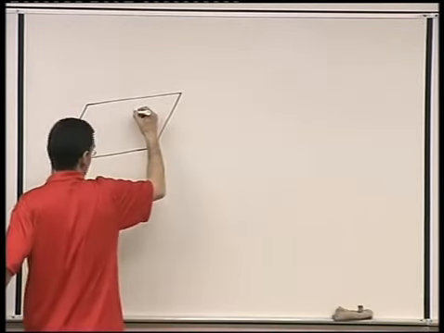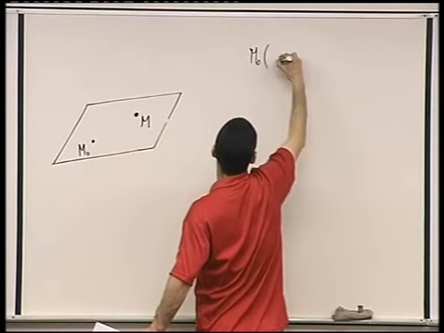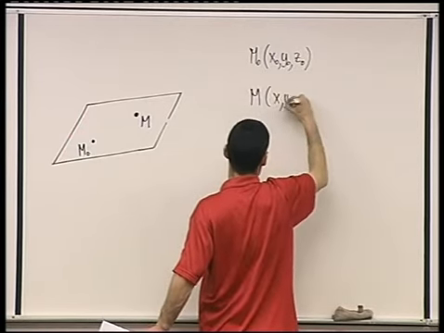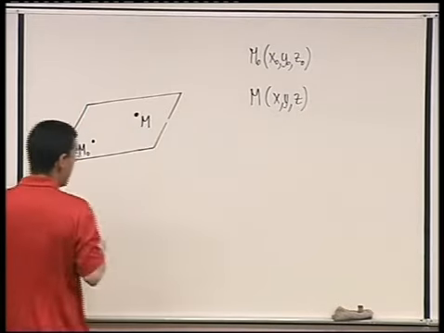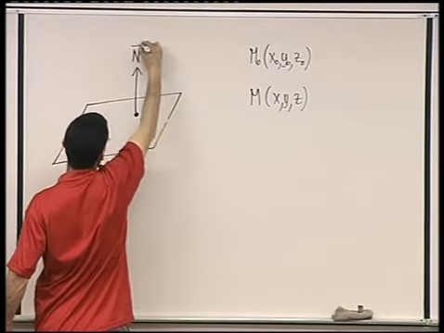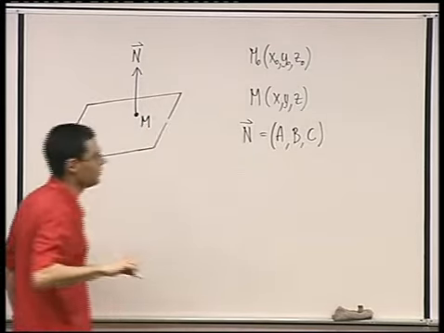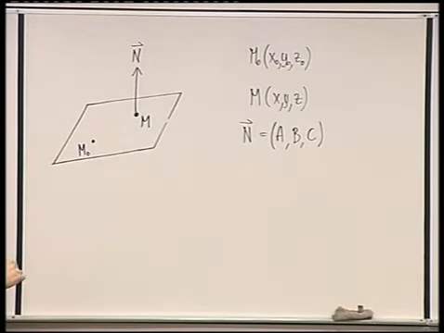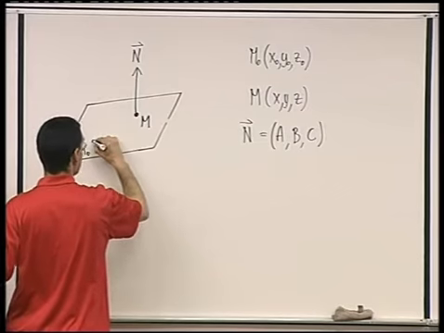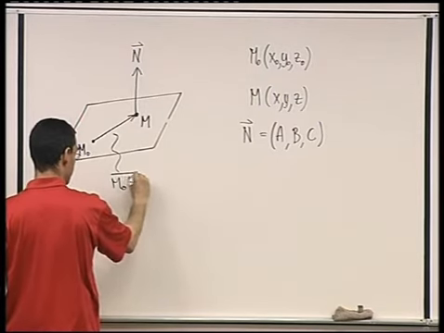So I'm going to take a general point, any point on the plane. Here it is. Call it M. So M0 is going to be a specific point, X0, Y0, Z0. M is going to be any general point on the plane, X, Y, Z. And I'm going to draw the normal starting from M. Here's the normal, N. And the components of N are going to be A, B, and C. Again, this is kind of standard notation using A, B, and C. Okay. Now, I'm going to connect M0 and M with a vector. And this vector is going to be called M0M. That's this vector.